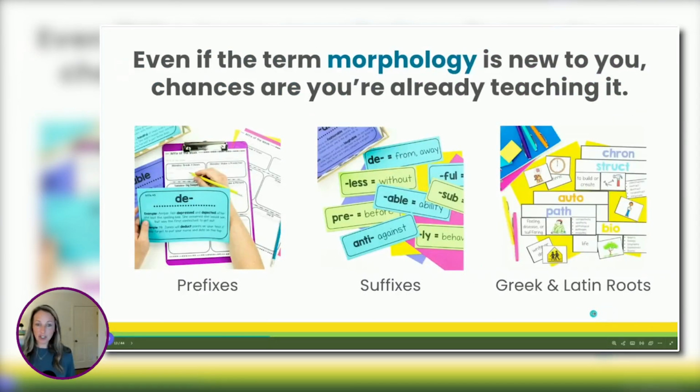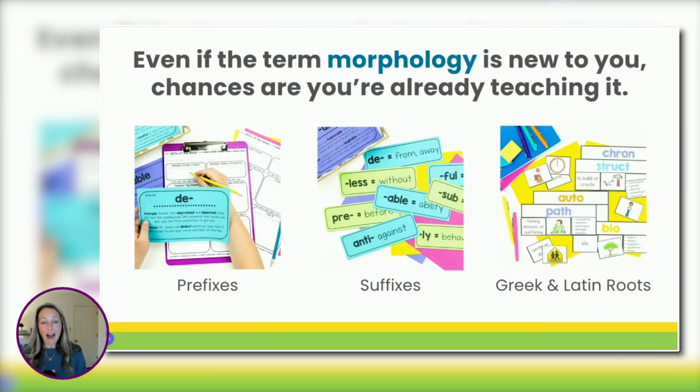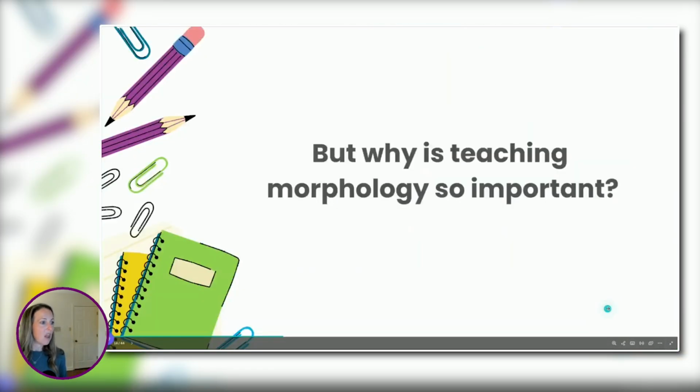So even if the term morphology is new to you, chances are you're already teaching it, because when we teach our students about prefixes, suffixes, and Greek and Latin roots, we are teaching morphology. Those are morphemes. So a prefix is an individual morpheme. A suffix is an individual morpheme. All of the Greek and Latin roots, those are all individual morphemes. So why is it so important that we teach this?